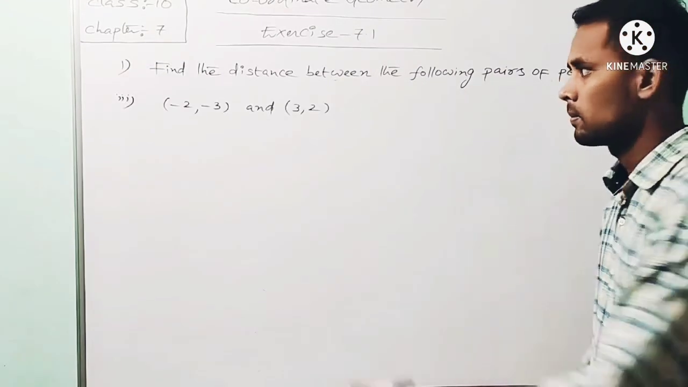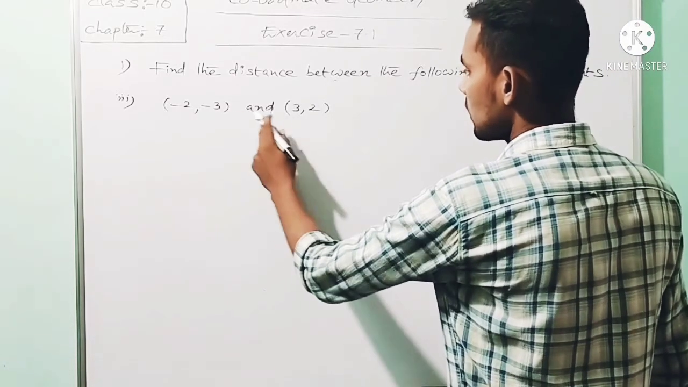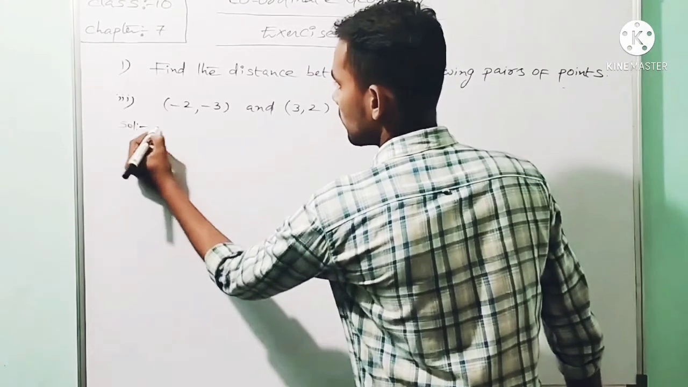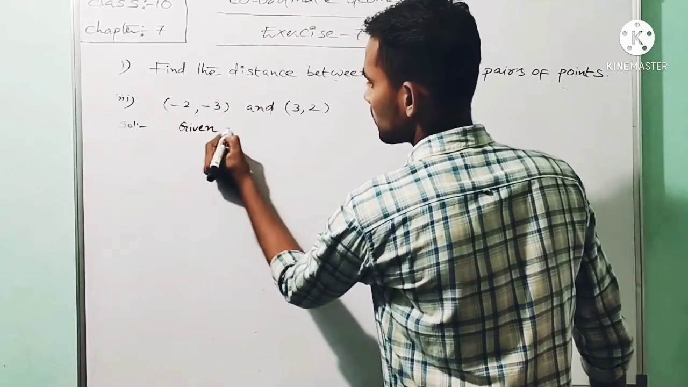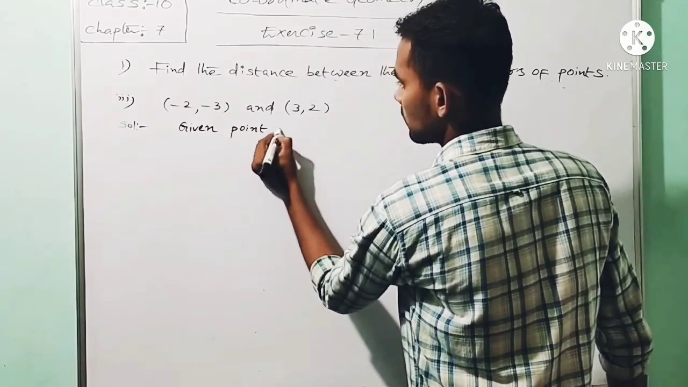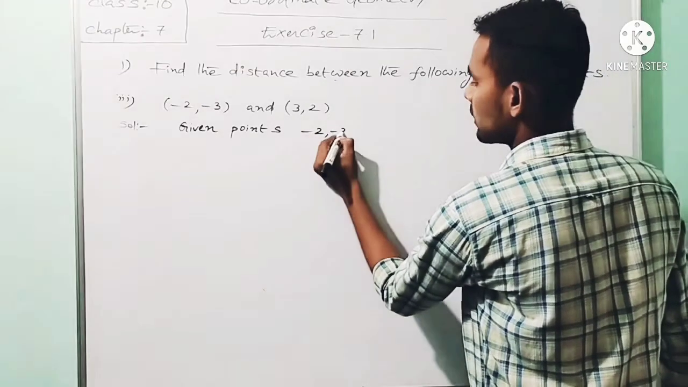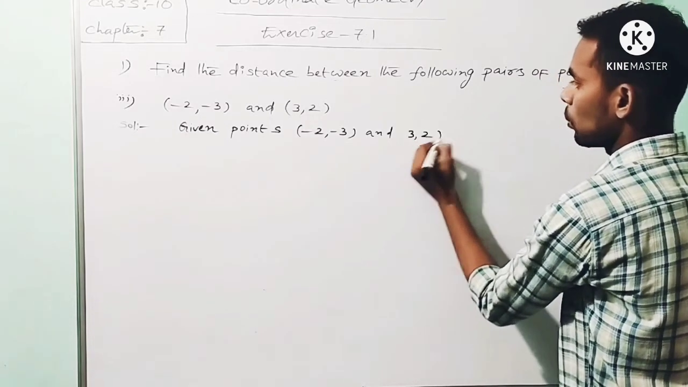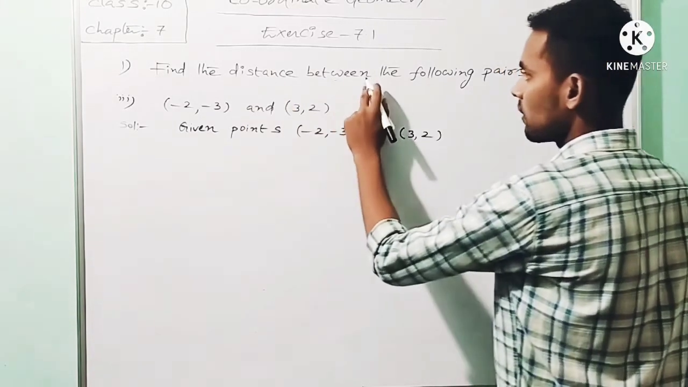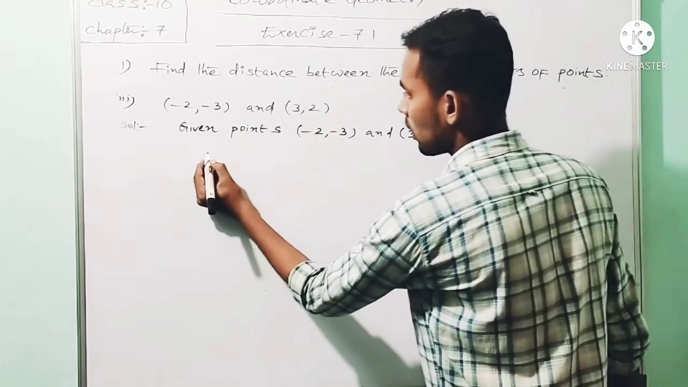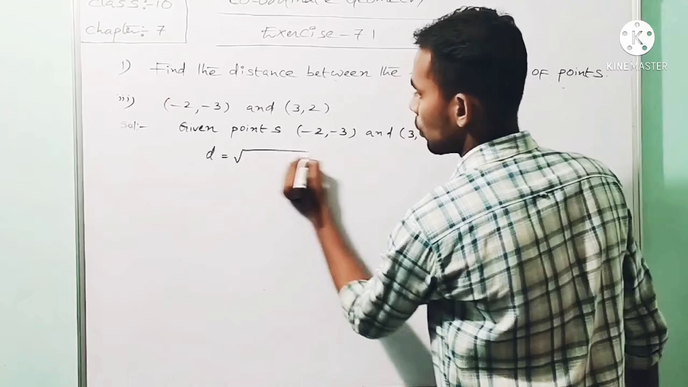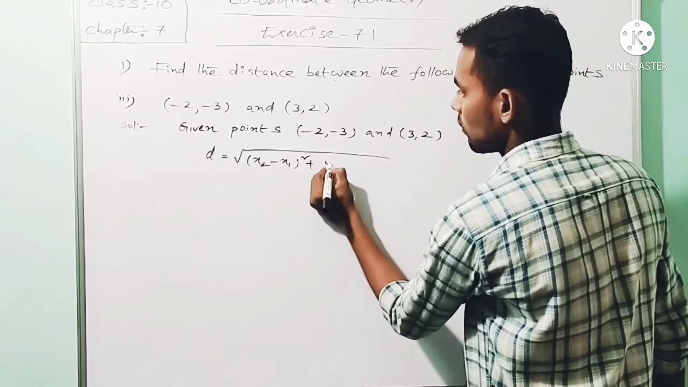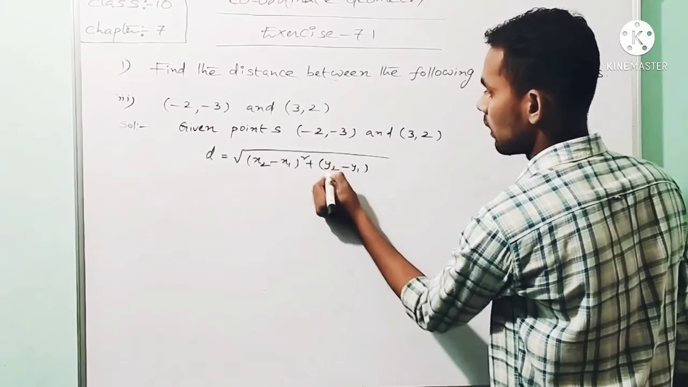Third one: (minus 2, minus 3) and (3, 2). Solution. Given points (minus 2, minus 3) and (3, 2). The distance between the 2 points. Distance formula: d equals square root of (x2 minus x1) whole square plus (y2 minus y1) whole square.